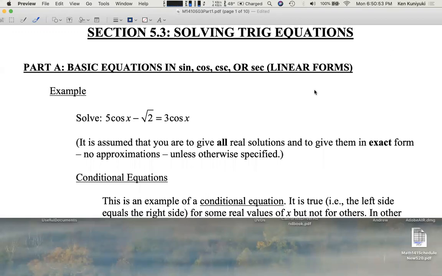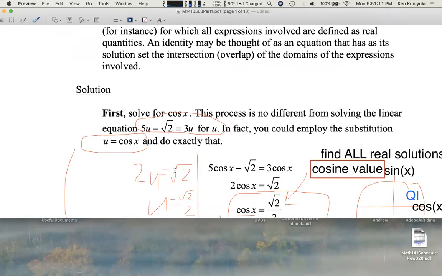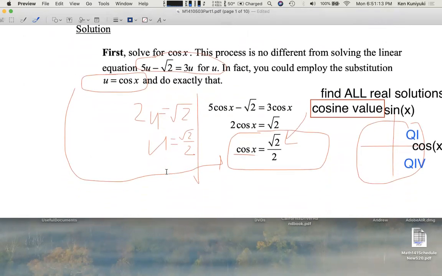Hi everyone. We're going back to the first example in section 5.3, where we're solving this trig equation on the reals. We want all real solutions for this equation. As a first step, we ultimately isolated cosine of x. You might want to substitute in the meantime: let u be cosine of x, solve for u. But basically, we got this equivalent equation.